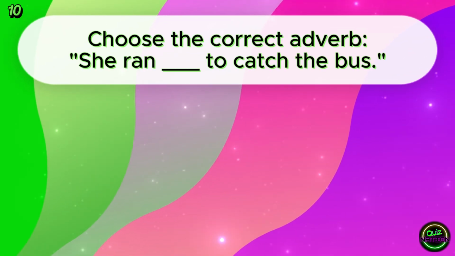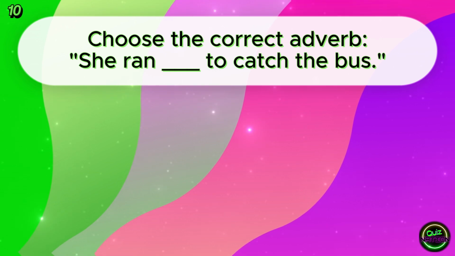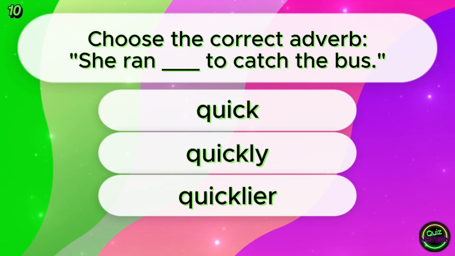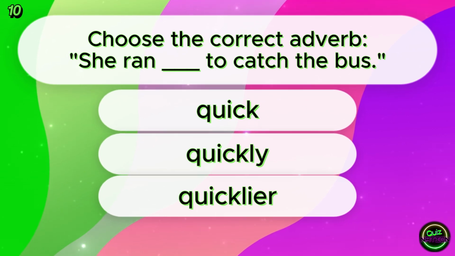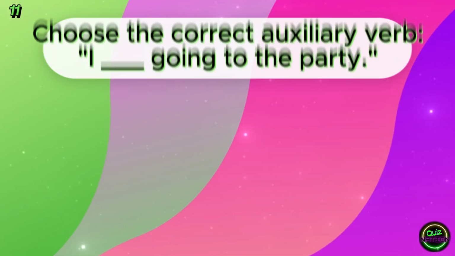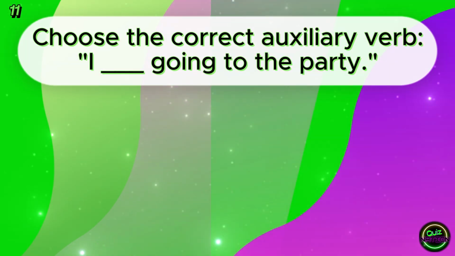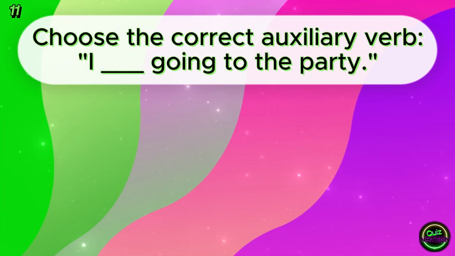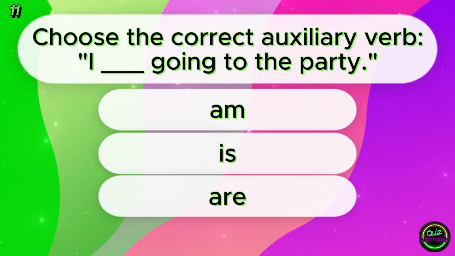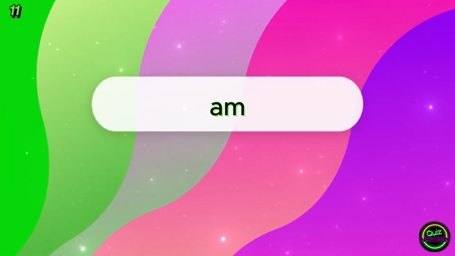Choose the correct adverb. She ran blank to catch the bus. Quick, quickly, quicklier. Quickly. Choose the correct auxiliary verb. I blank going to the party. Am, is, are. Am. I am going to the party.